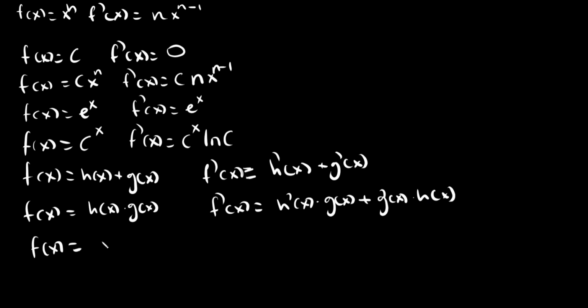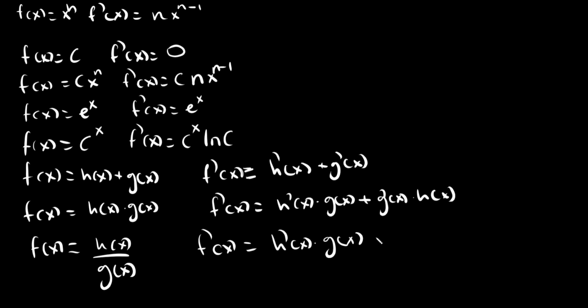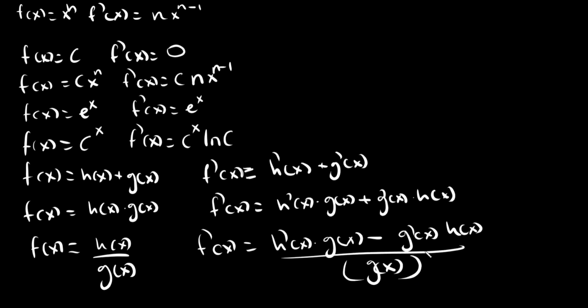Okay, now let's do the quotient rule finally. One last thing that you guys need to learn. This time, let's put h of x up. So my f prime of x is going to be equal to h prime of x times g of x minus g prime of x times h of x, divided by g of x to the power of 2.